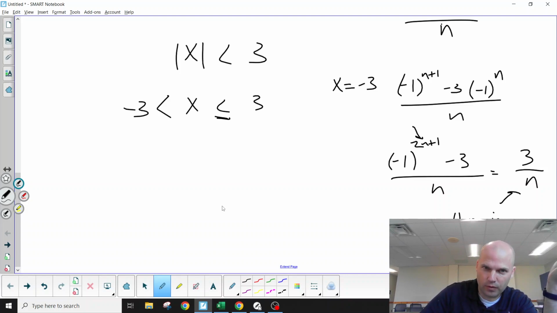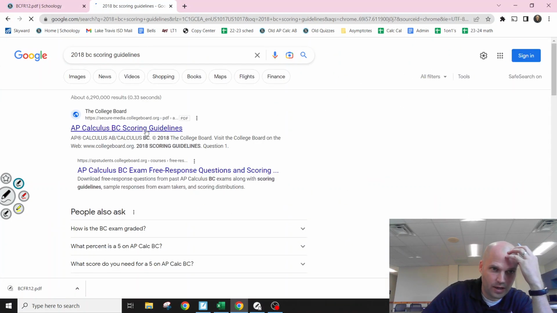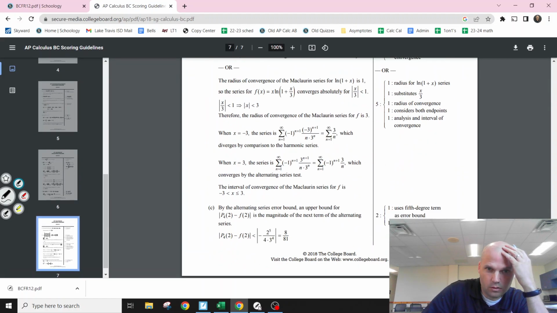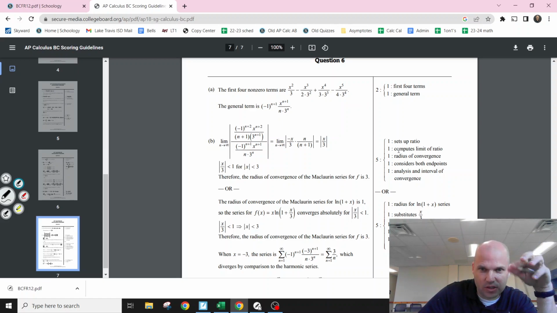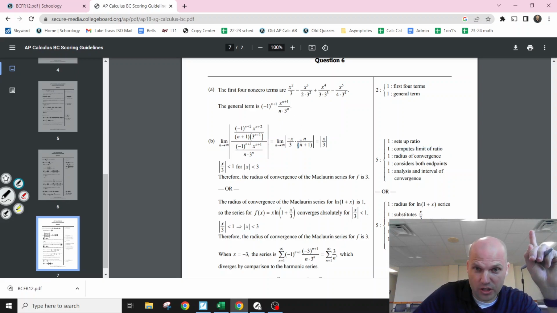This is my interval of convergence. Let's go ahead and check this stuff out, making sure we're doing this right. Okay, we got this. They simplified it. Boom, you get 2 points. 5 points. Getting the radius is 3. Sets up the ratio, 1 point. Computes the limit of the ratio, which means the n over n plus 1 goes away. That's a point. Considers both endpoints. Just considering the endpoints gets you a point, okay?